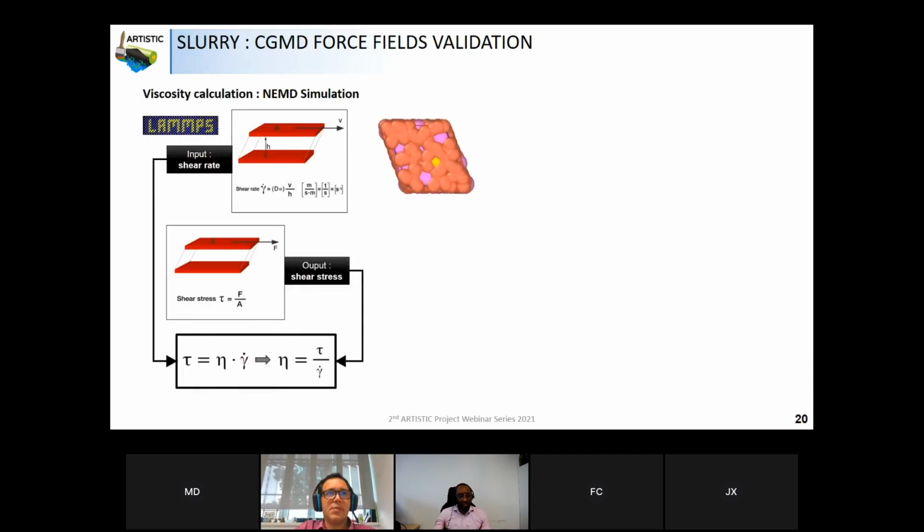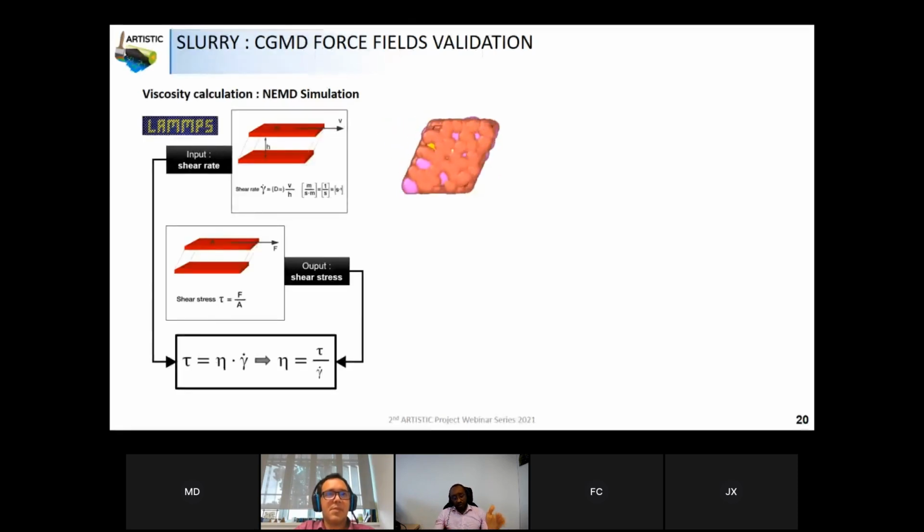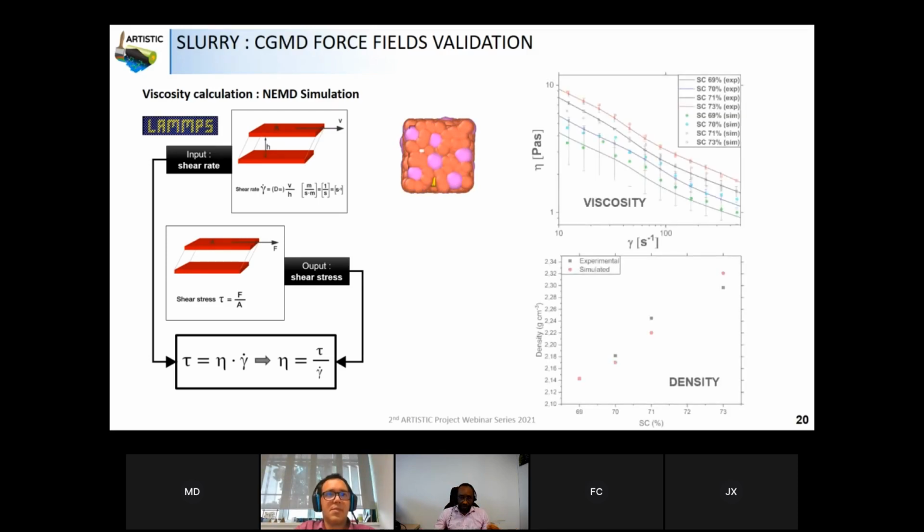After obtaining a slurry, we need to validate it. So we perform the non-equilibrium molecular dynamics. As you can see, we apply some kind of shear rate. So we apply a deformation of our box, and then with that we evaluate the shear stress, which is the force divided by the surface of the plane, and then with the shear rate and shear stress we can evaluate the viscosity of our slurry. And then we play with the parameters in order to reproduce the experimental result.